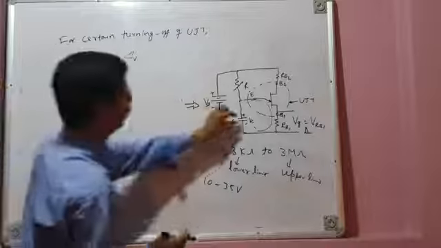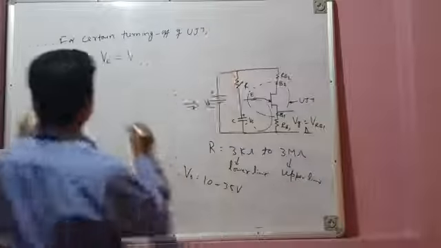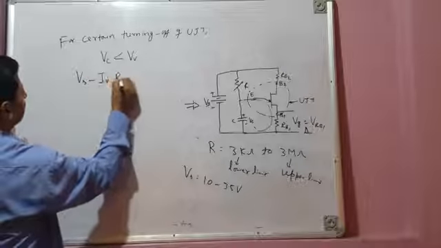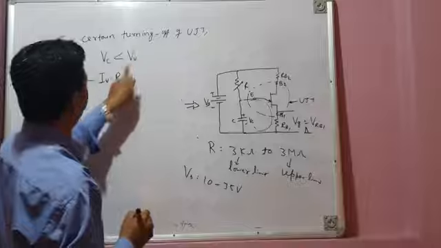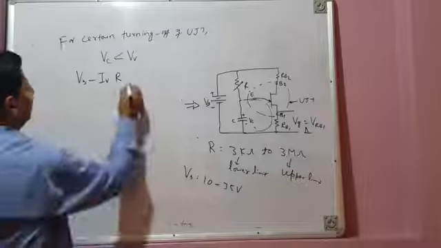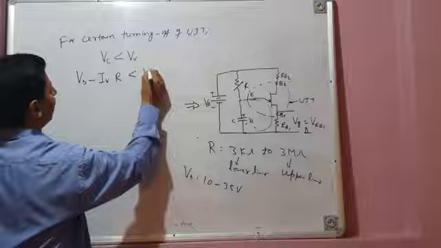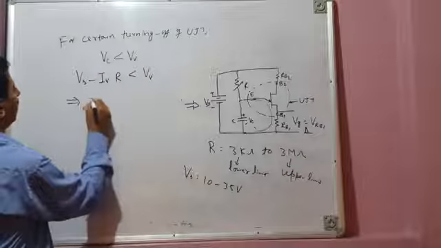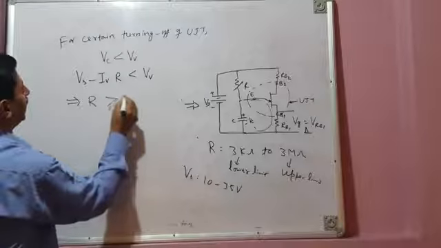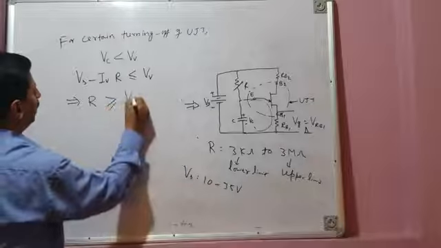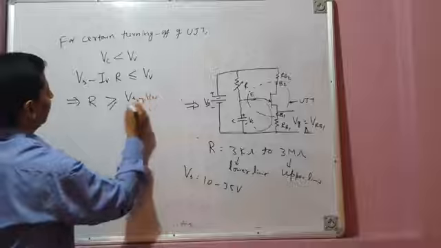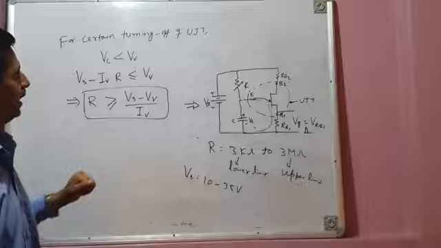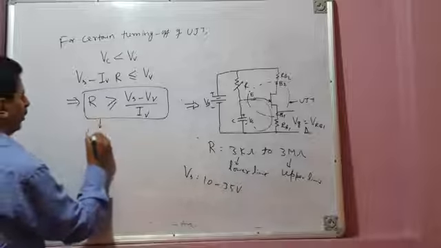What is this capacitor voltage? It is the applied voltage minus this drop. So this is Vs minus IV into R, where IV is the valley point current. That's why I have written IV into R should be less than valley point voltage. So this will give you the lower limit of R. So R should be greater than or equal to Vs minus Vv by IV. So this sets the lower limit of R.